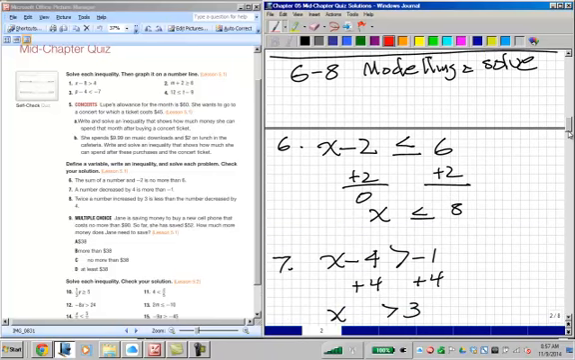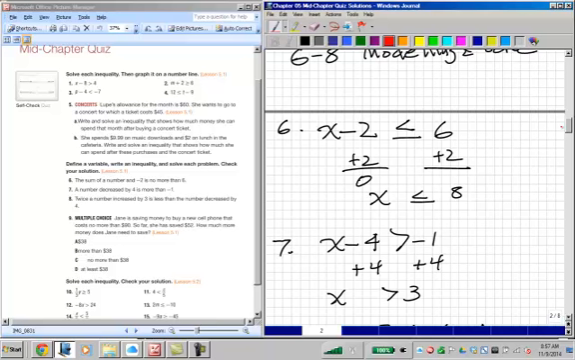Okay, 6 to 8, modeling and solve. The sum of a number and negative 2, so x minus 2, you could do x plus negative 2 or x minus 2, either one's okay, is no more than, less than or equal to, is expressed in math symbols. So x minus 2 is less than or equal to 6, add 2 to both sides, x is less than or equal to, or no more than 8.